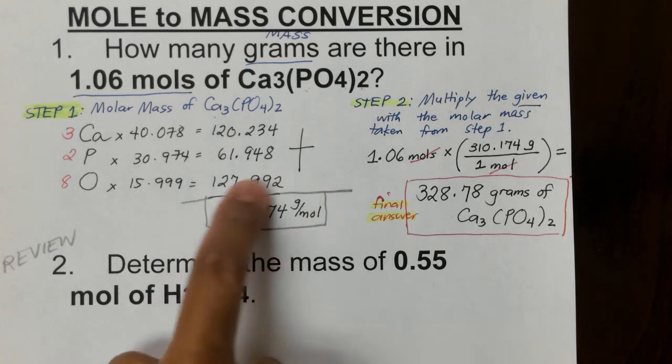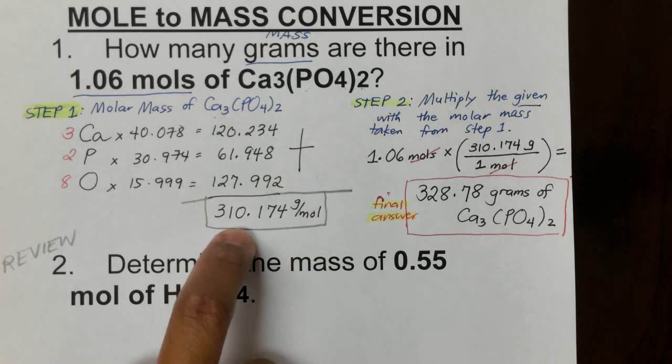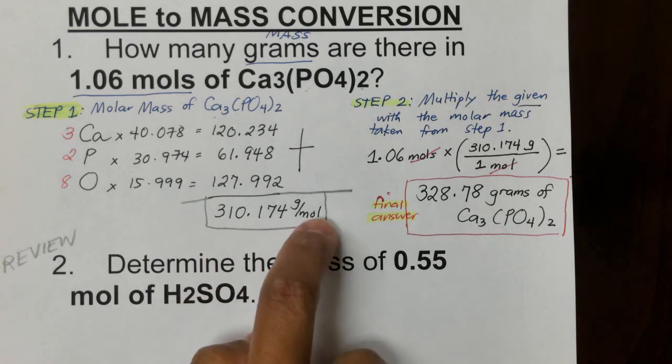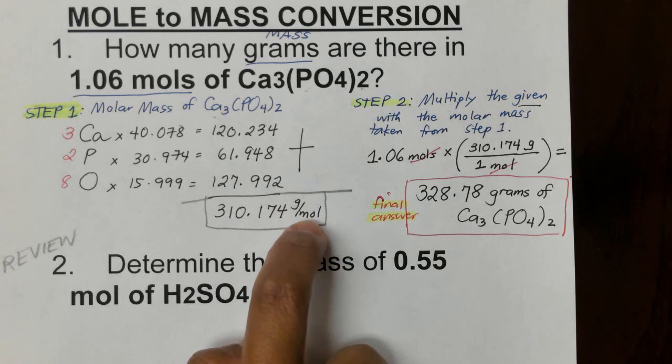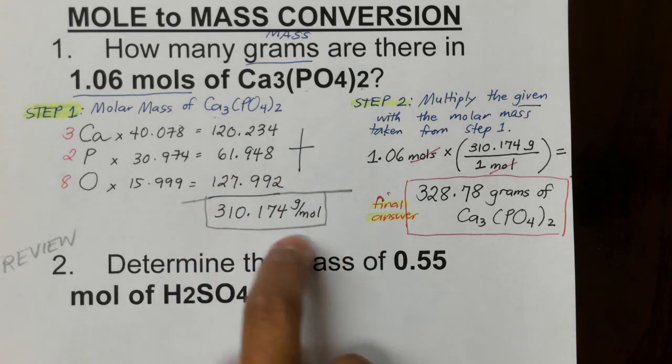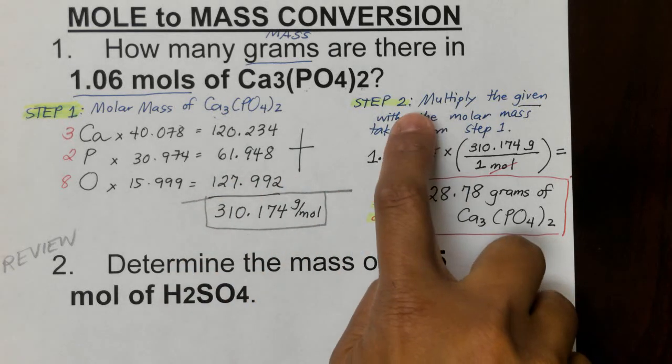So the 310.174 is our molar mass of Ca3(PO4)2. That's why the unit is grams per mole. Always, the unit for molar mass is grams per mole. And once we're done with the molar mass, we proceed to step 2.